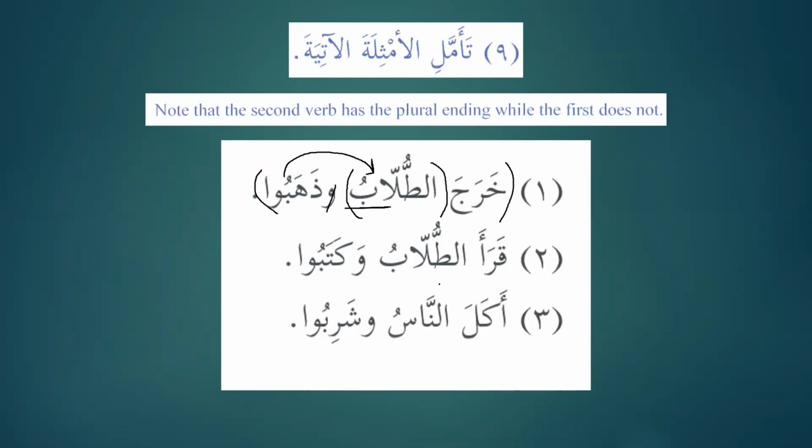Similarly, قرأ الطلاب وكتبوا. The students read and wrote. So قرأ الطلاب is a verbal sentence, and when we have a plural noun, the verb also has to be plural. أكل الناس وشربوا. The people ate and drank. The same thing over here. الناس is plural. That's why the verb that follows it has to be plural as well.